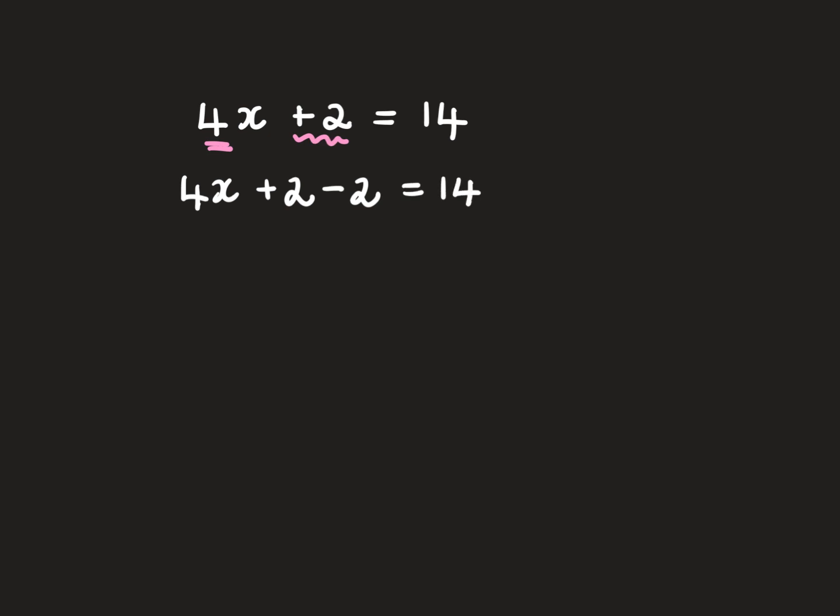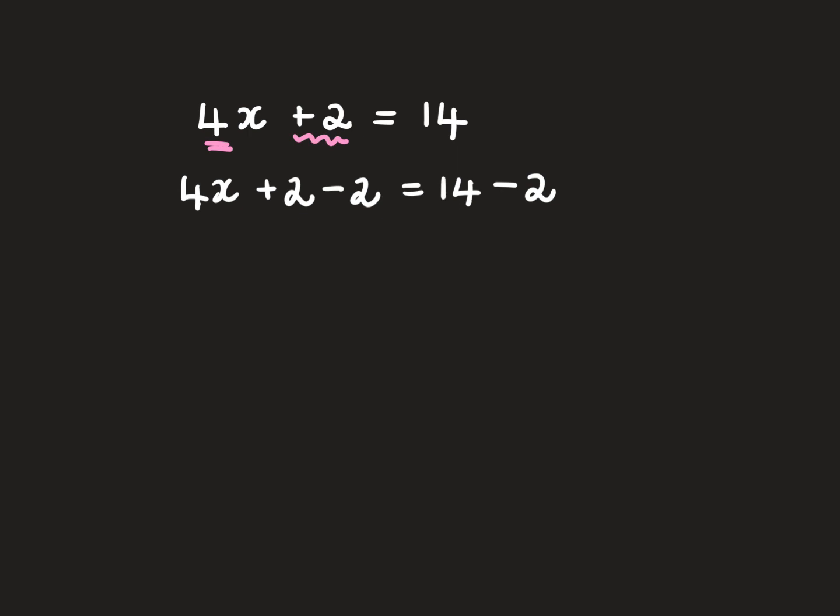Let me do one more of those. Here I've got 4x + 2 = 14. Well, I ask myself, what's stopping x from being by itself? And I've got a plus 2, and I've got that times 4. What am I going to deal with first? I'm going to deal with the plus 2. 4x + 2, what's the opposite of plus 2? Minus 2 equals 14. Well, I've taken 2 off the left, I've got to take 2 off the right.